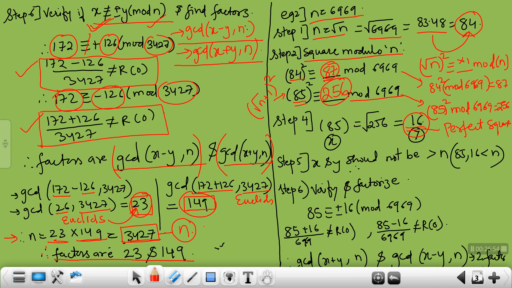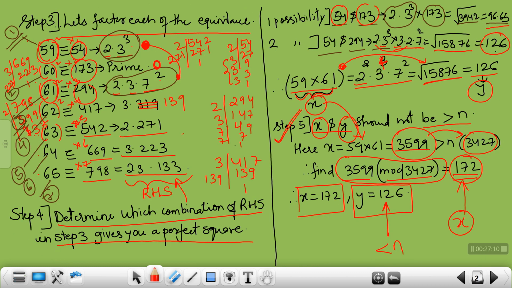The perfect square I got is for the value 85, and the square root of 256 is 16. So my new value of x will be 85 and the value of y will be 16. This is similar to what we have done over here. If you see here, this was your x. Why were two numbers there in x? Because we combined the factors of two numbers, and the square root of whatever number we were getting was the value of y.